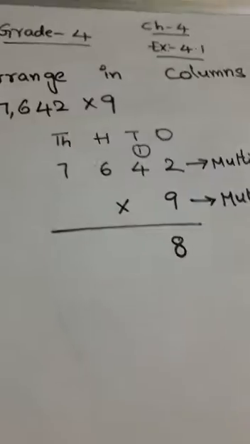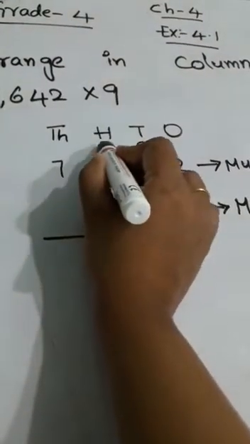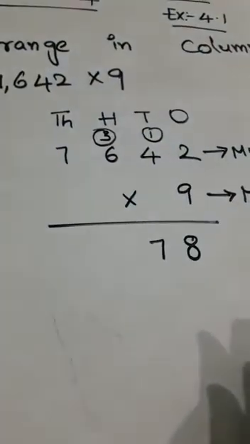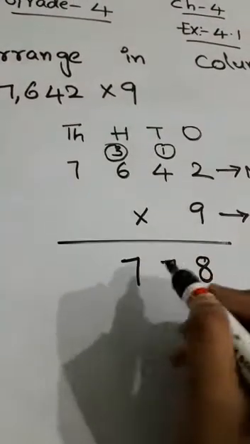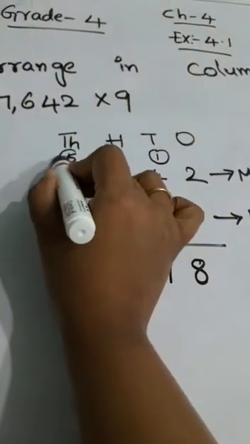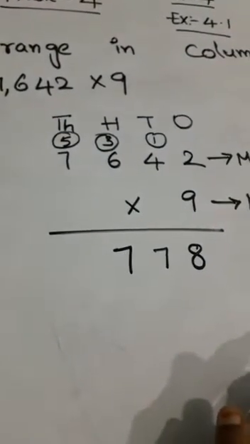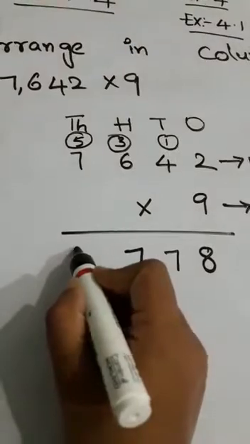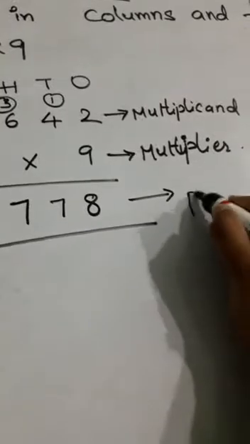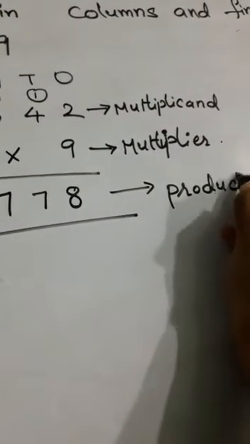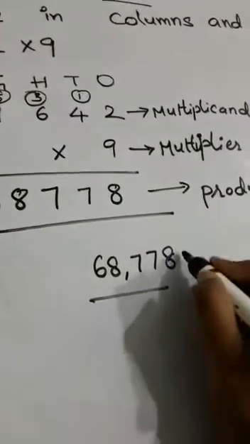9 fours are 36, plus 1 is 37. 7 here, 3 carry here. 9 sixes are 54. 54 plus 3 is 57. 7 here, 5 carry here. 9 sevens are 63. 63 plus 5, okay, 68. So this is the product. 68,778 is the product.